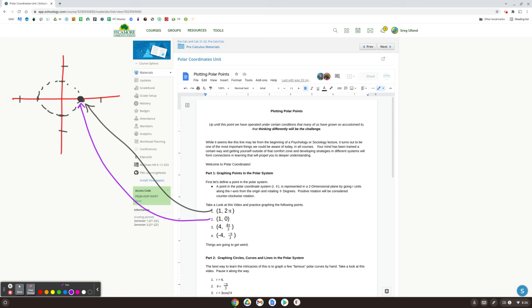So there is not a unique way to describe this point. There are infinitely many points at this spot in the polar coordinate system. Does that make sense? All right. So the other thing that gets weird is with negatives. So let's look at number 3.